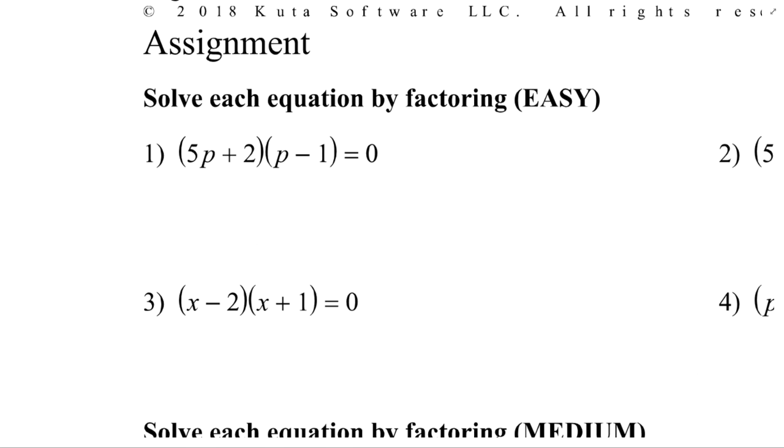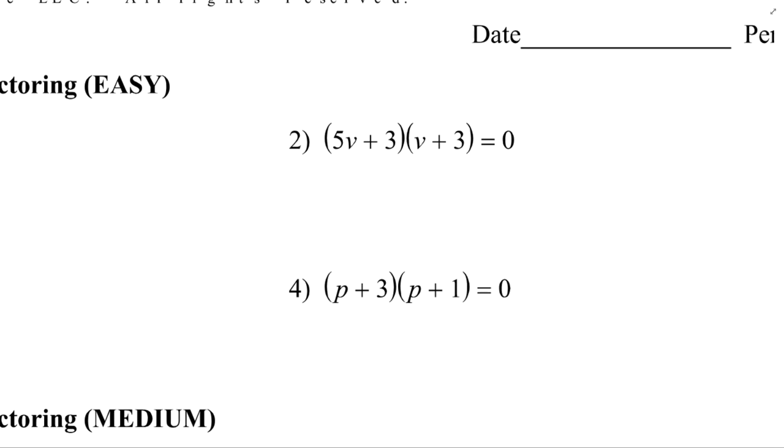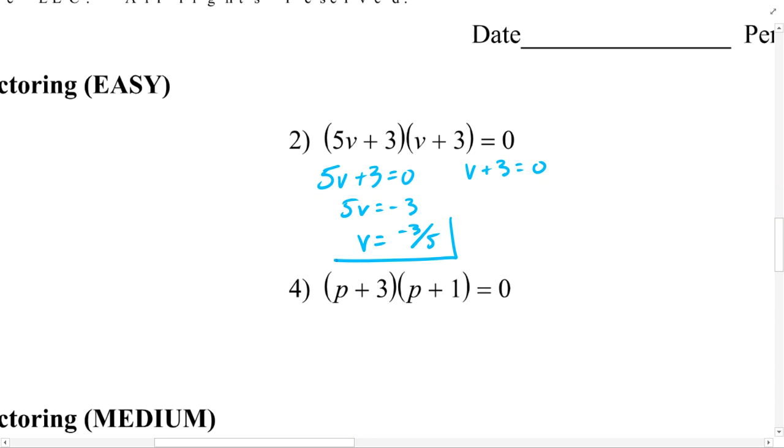So here we go. In the first 4 I said that these are the easy kind. If I were to see a quadratic equation written this way, I would solve it by doing this first. I'd write 5v plus 3 equals 0 and v plus 3 equals 0, and from here I would note that 5v is equal to negative 3 because I subtracted 3 from both sides, and now I would say that v by itself is negative 3 divided by 5. That's one of my answers.